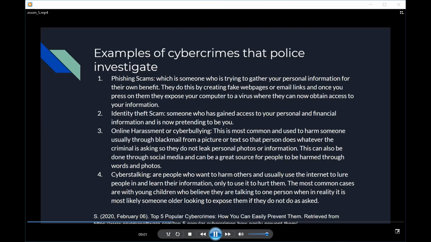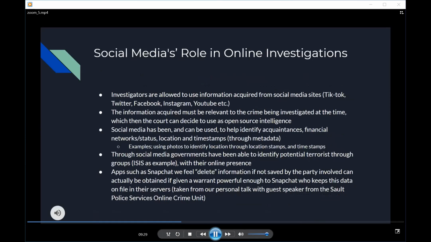Then we have cyberstalking. These are the people who want to harm others and usually use the internet to lure people in and learn their information, only to use it to hurt them. The most common cases are with young children who believe they are talking to one person when in reality it is most likely someone older looking to expose them if they do not do as they ask.